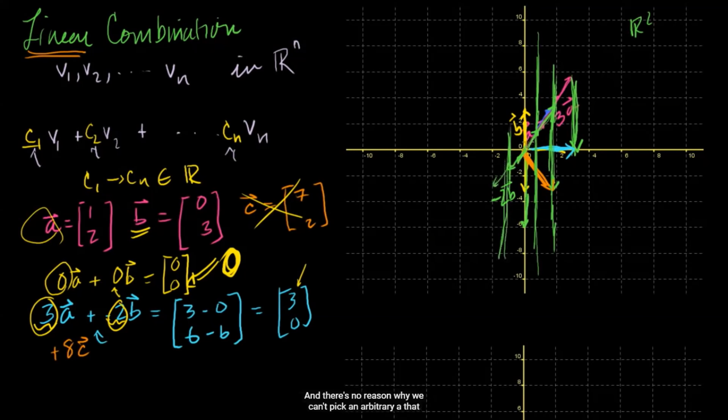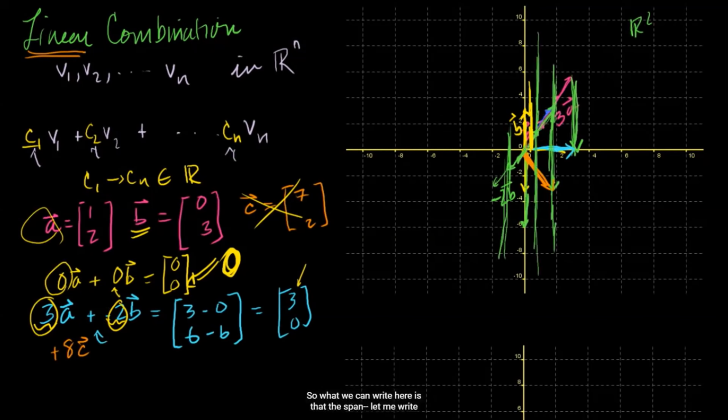And there's no reason why we can't pick an arbitrary A that can fill in any of these gaps. If we want a point here, we just take a little smaller A, and then we can add all the B's and fill up all of that line. So we can fill up any point in R2 with the combinations of A and B.